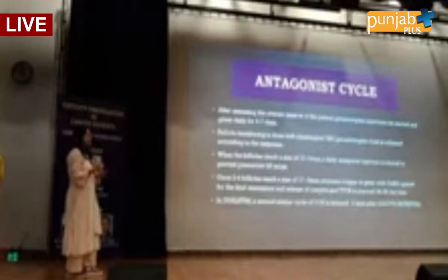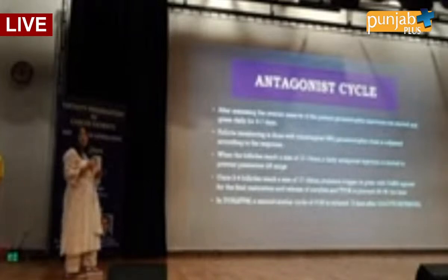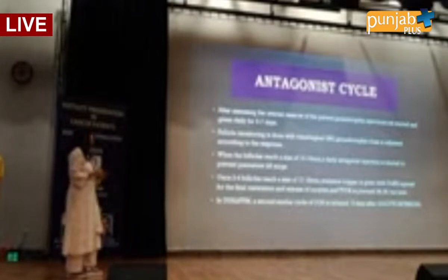When the follicles reach a size of 13 to 14 mm, a daily antagonist injection is started to prevent a premature LH surge and follicle rupture. Because for oocyte freezing, we don't want the follicle to ovulate. It should not rupture. So we have to take it out. We have to pick it before it ruptures.